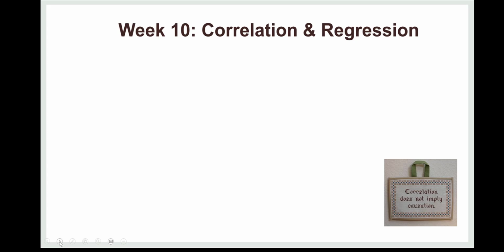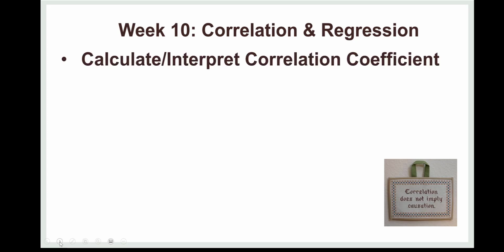You'll maybe want to go back and look at earlier, week 2, section 2.4, where we did scatter plots, because they're going to be useful when we look at correlation and regression. You're going to learn to calculate and interpret the correlation coefficient, and I'm going to strongly recommend that you utilize StatCrunch to do the calculation of the correlation coefficient.